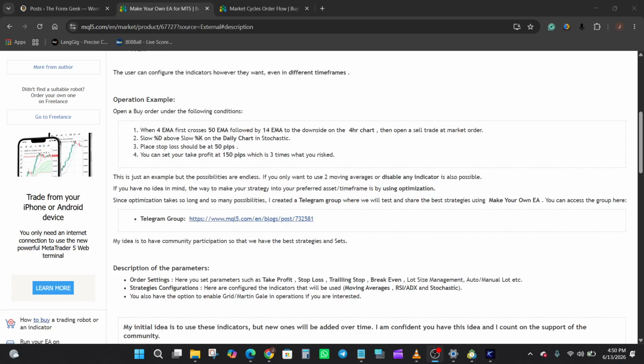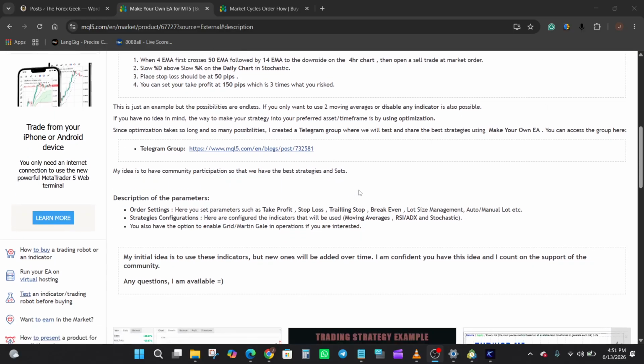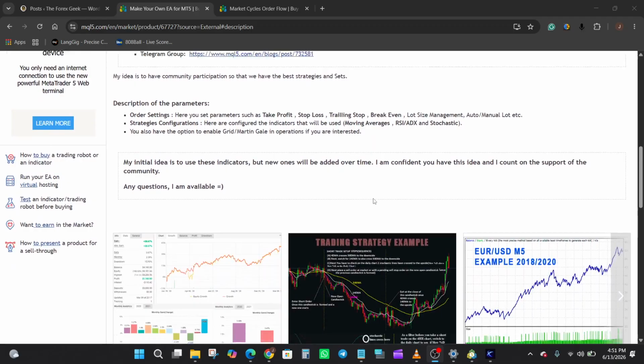The other settings include things like take profit, stop loss, trailing stop, break-even functionality, lot size management, and both automatic and manual lot sizing options. The strategy configuration section is where traders can define how the moving averages, RSI, ADX, and stochastic indicators are used. The description also states that grid and martingale functionality can be enabled if the user wishes to incorporate those approaches into their strategy. Now, let us move into the historical backtesting section as we proceed.